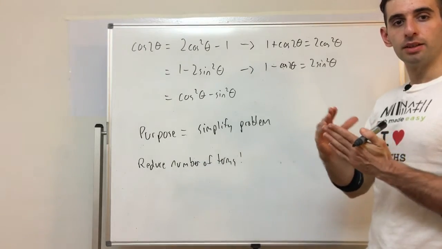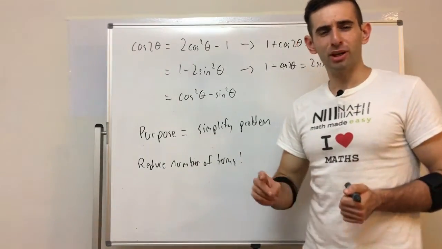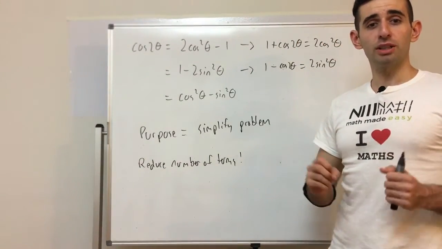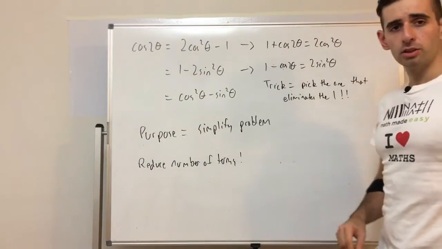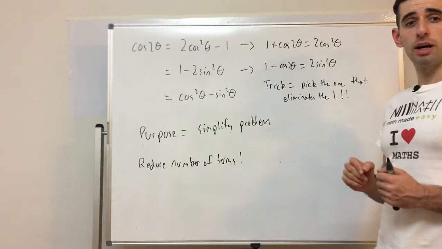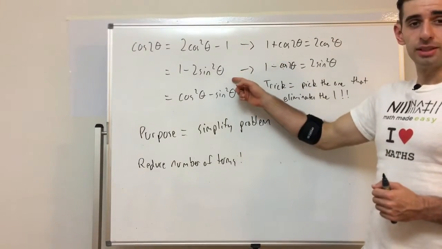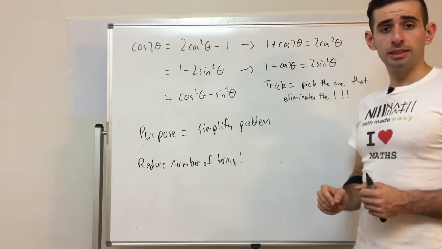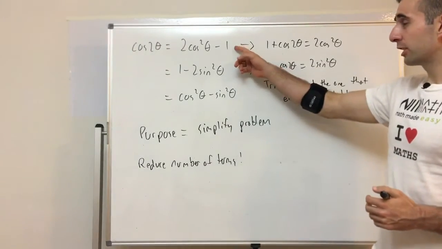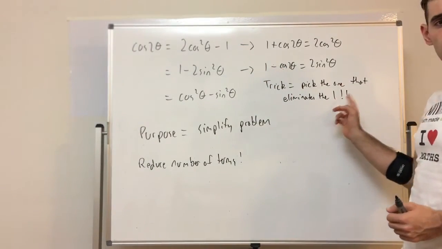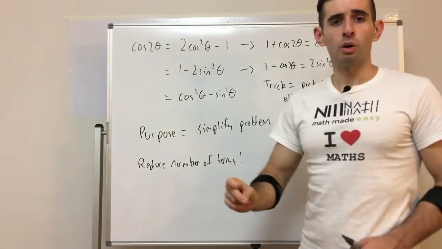So the trick with the cos double angle identity is: pick the cos double angle identity that will eliminate the 1, which is either going to be one of these two. This identity is rarely ever used in trig proofs. It has other uses in other places, but in trig proofs, it's usually going to be one of these two because we want to eliminate the 1 in there. So, whiteboard's clean.